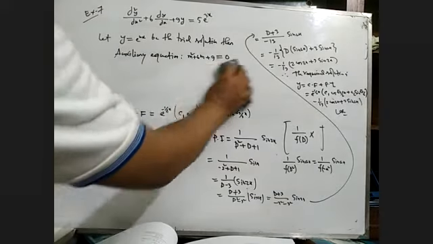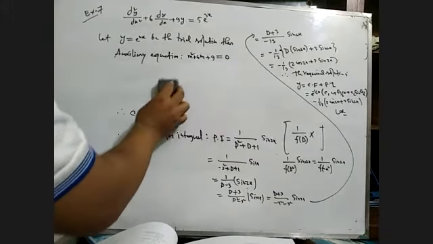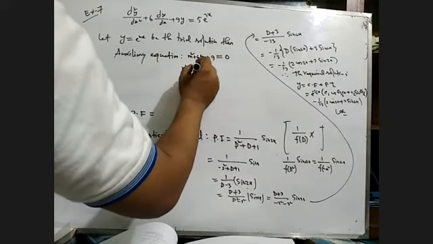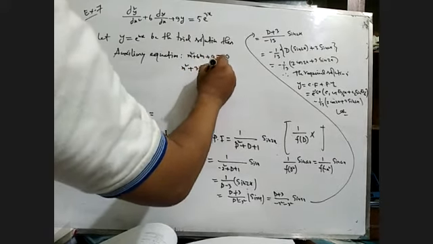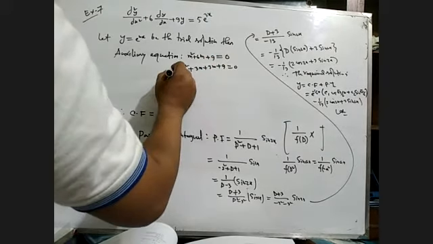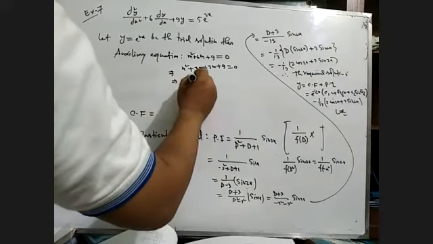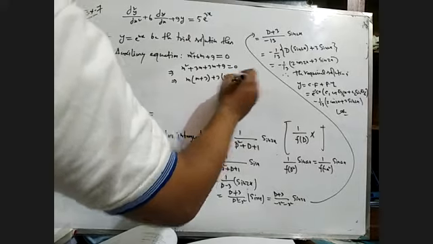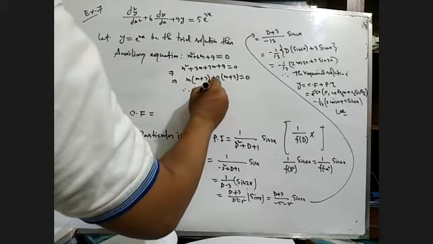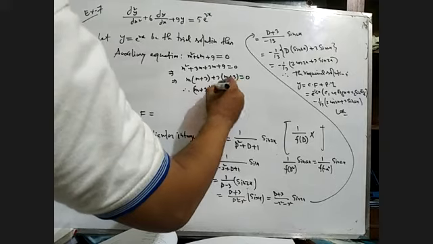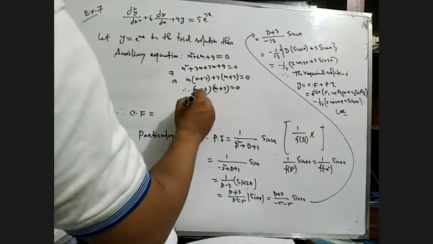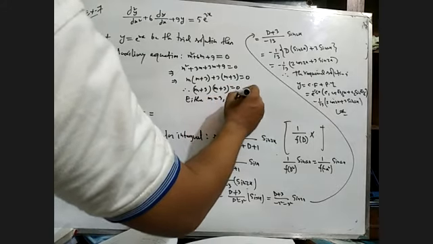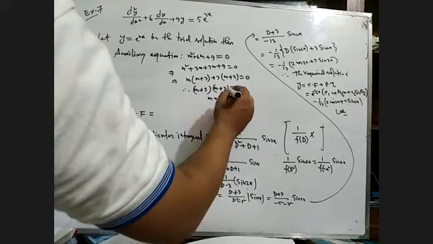Now how to solve this one? m square plus 3m plus 3m plus 9 equals 0. Okay, factor: m into m plus 3 plus 3 into m plus 3 equals 0. Therefore, m plus 3 into m plus 3 equals 0. Either m equals minus 3, that means we get actually repeated roots.